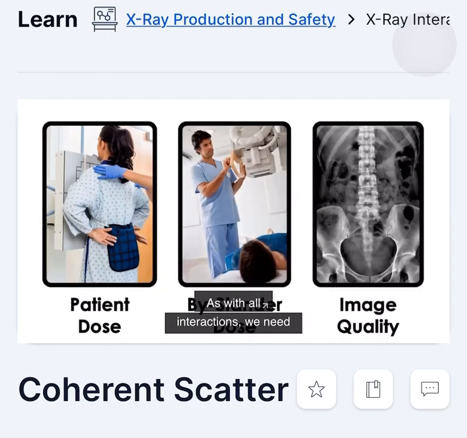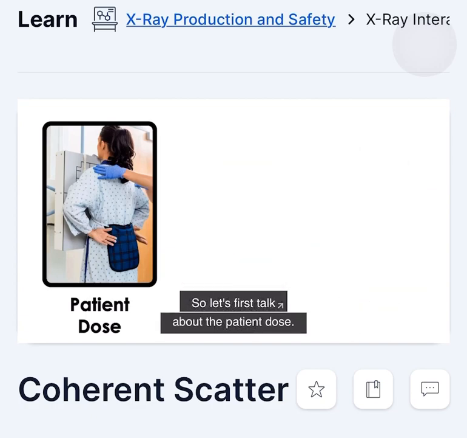As with all interactions, we need to think about three different things: the dose to the patient, the dose to bystanders like the radiographer, and the effects on image quality. Coherent scattering is good in the sense that it only influences one of these three. So let's first talk about the patient dose.